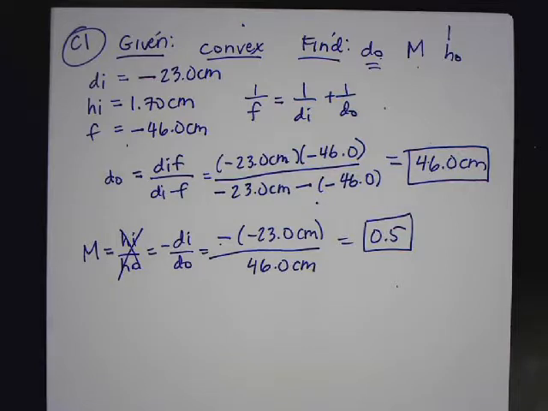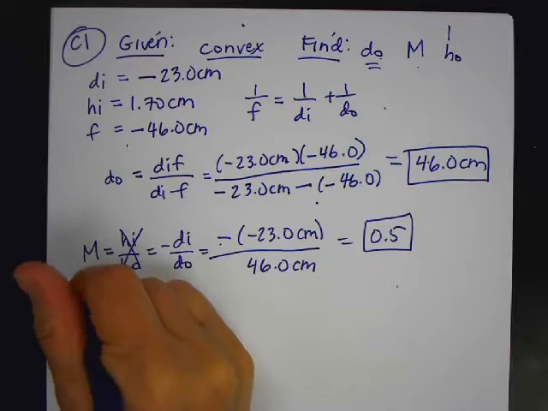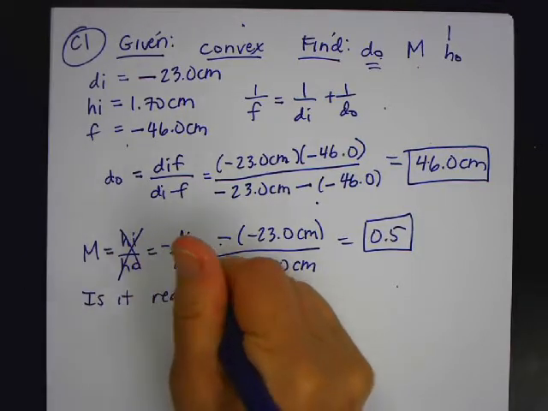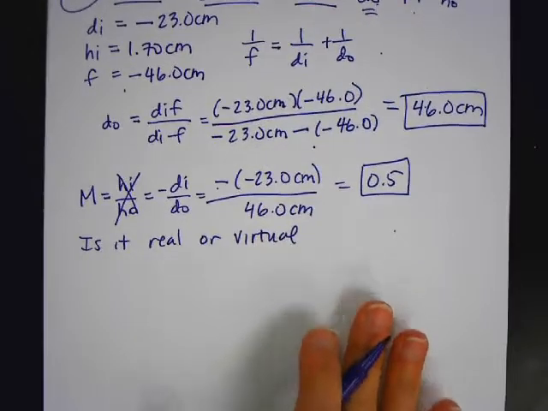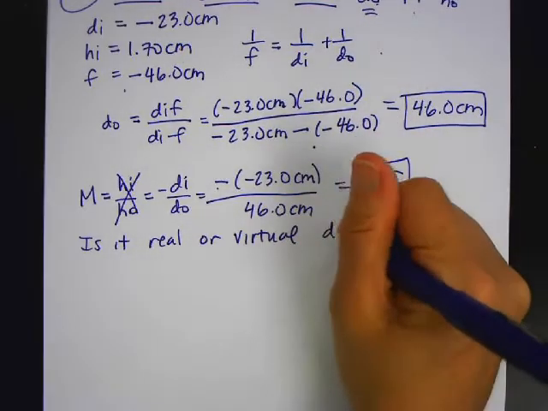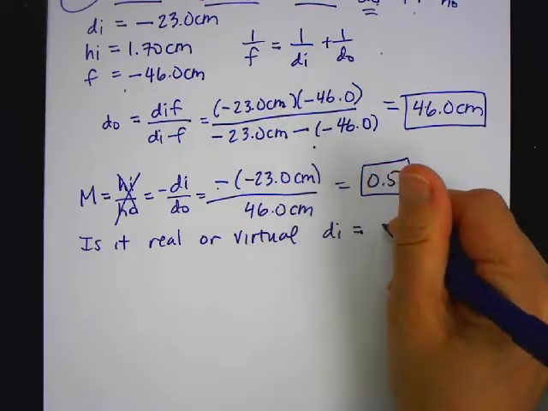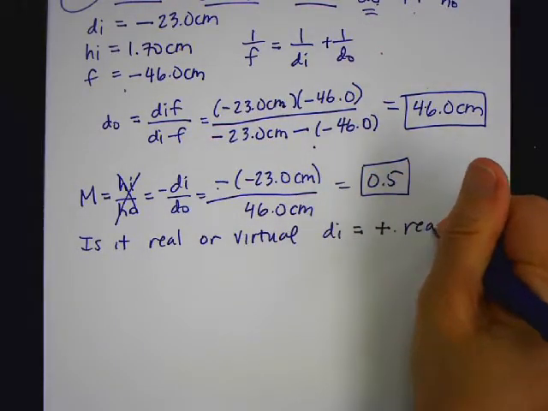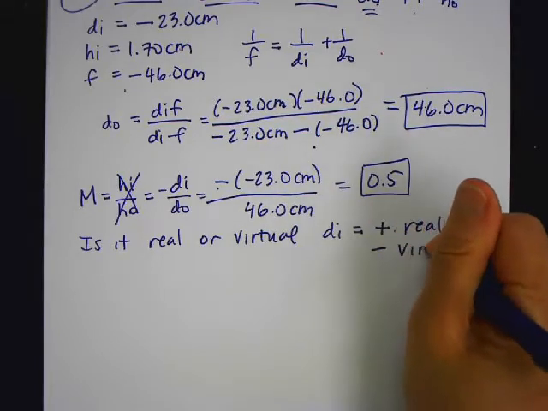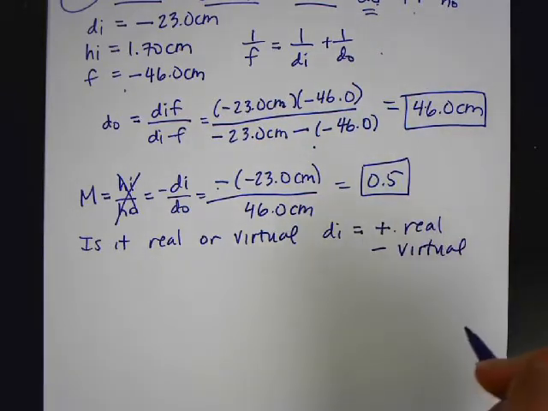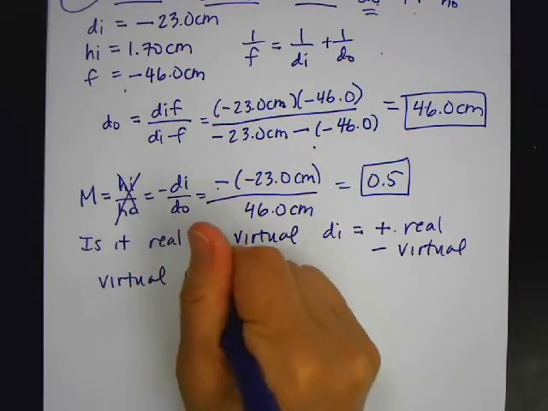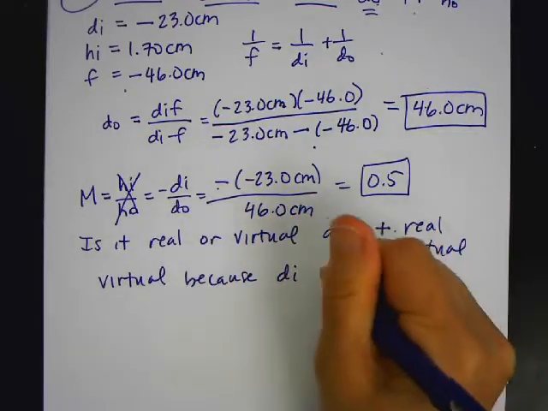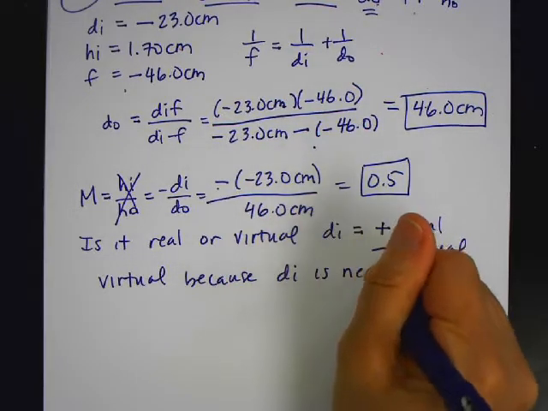Now the question asked me if the image is real or virtual. How do I know that? Well, I know if it's real or virtual based on DI. So if DI is positive, it's real. If DI is negative, it's virtual. And in this case, DI is negative, so this is a virtual image because DI is negative.